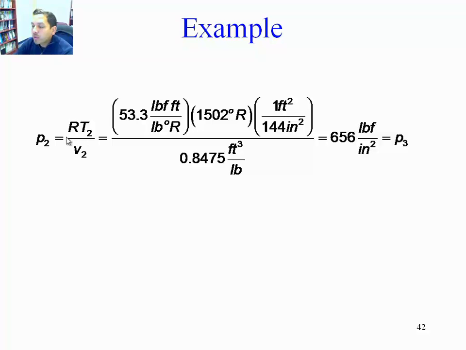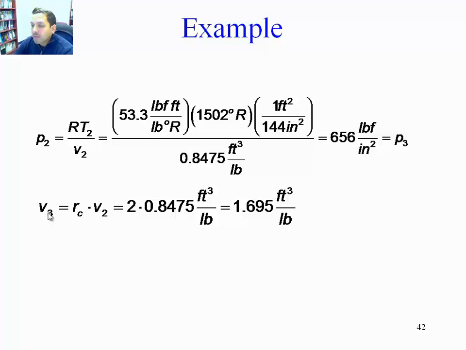The pressure in 2, using the equation of state, same thing, RT over V. Remember the conversion from square foot to square inches, and that leads to a pressure at point 3 of 656 pound-force per square inch. The pressure at state 2 is equal to the pressure at state 3 because the process from 2 to 3 is isobaric in a diesel engine only. So, because of the compression of 16, we go from 14.2 psi to 656 psi in state 2 and in state 3.